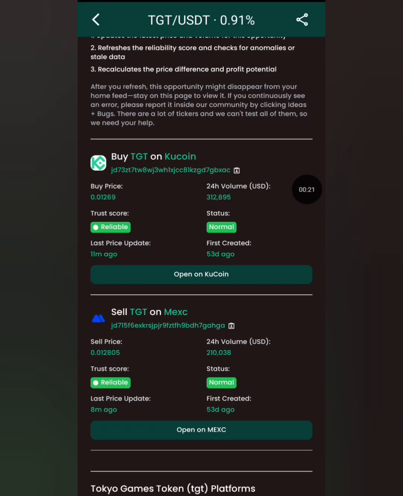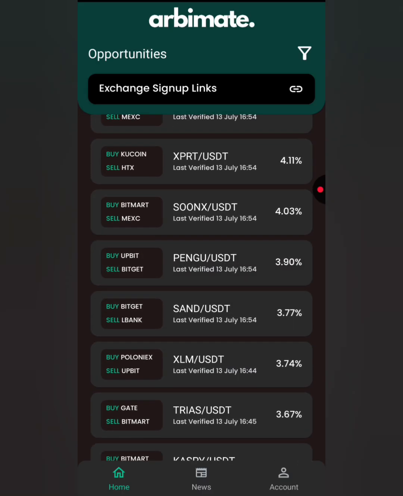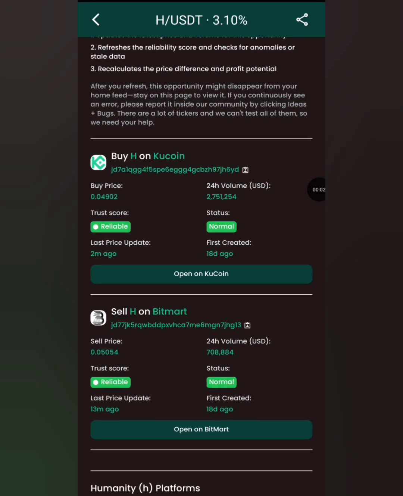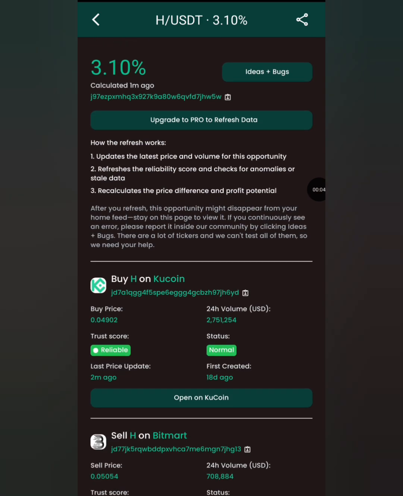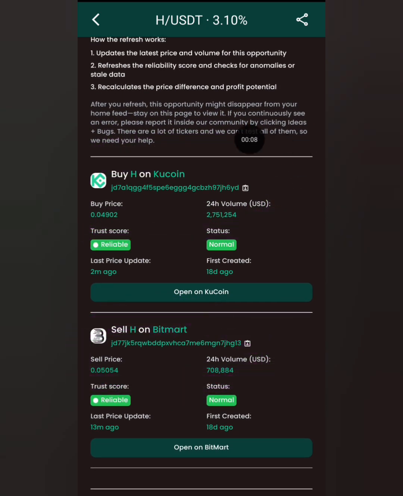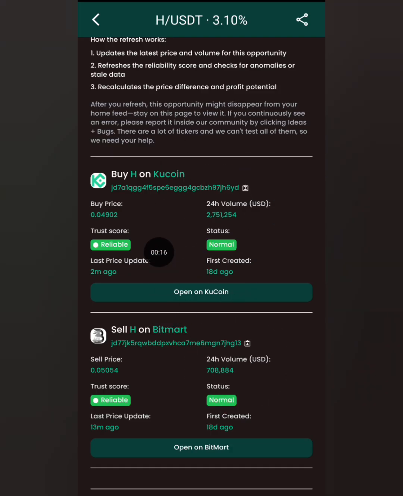All right, so right now I'm going to go back and I'm going to check for another arbitrage opportunity between two popular crypto exchanges with a high trading volume and a very good, reliable trust score. So guys, after checking for a while, I found an arbitrage opportunity between KuCoin and BitMart, okay? And this one has a very good trading volume in both exchanges, and it also has a very good trust score. And the profit margin here says about 3%, but let's check that out, okay?